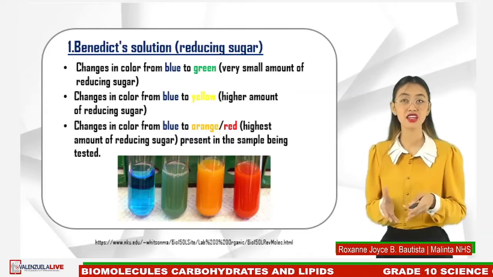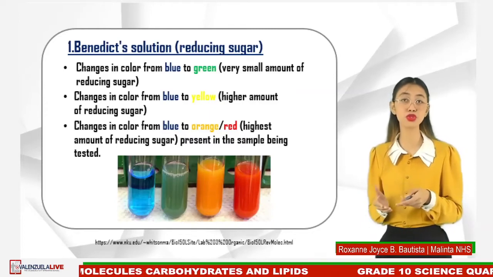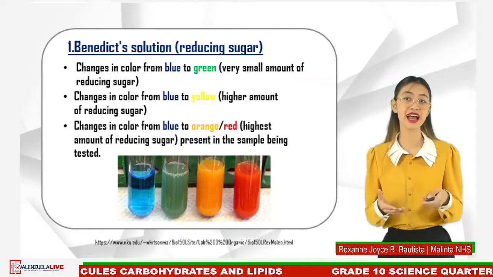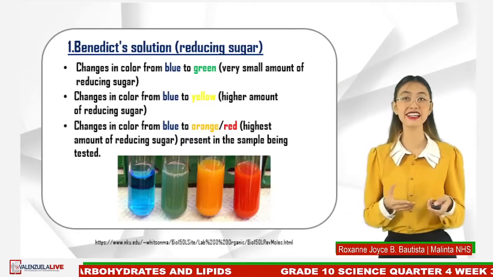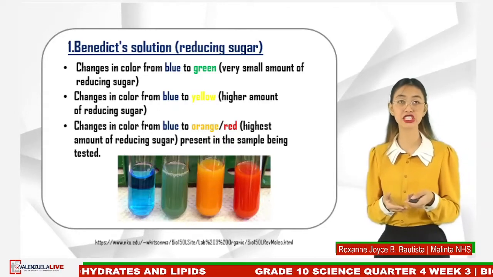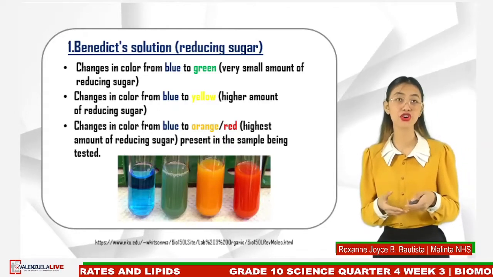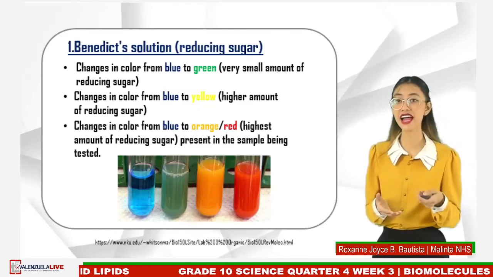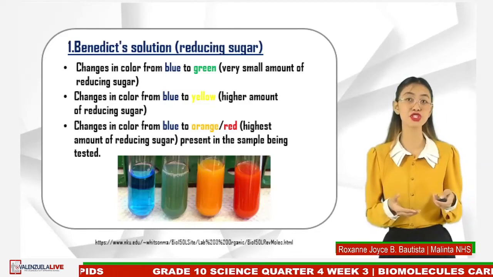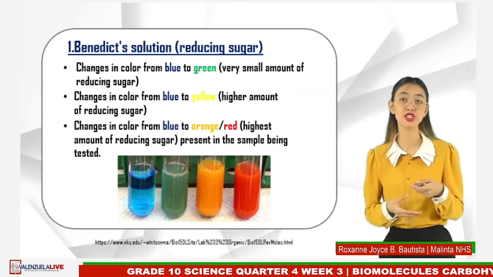Meanwhile, if it changes in color from blue to yellow, it means that it has a higher amount of reducing sugar. And lastly, if the color changes from blue to orange or red, it indicates that it has the highest amount of reducing sugar present in the sample being tested.